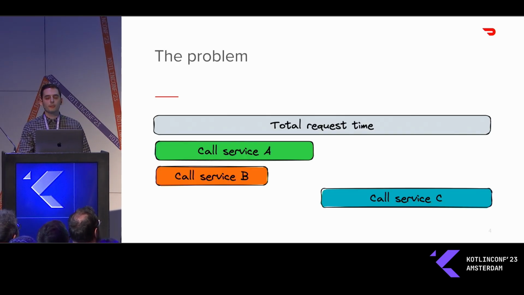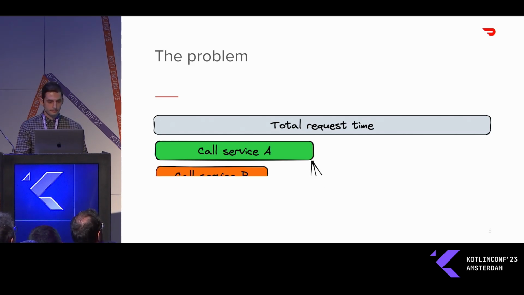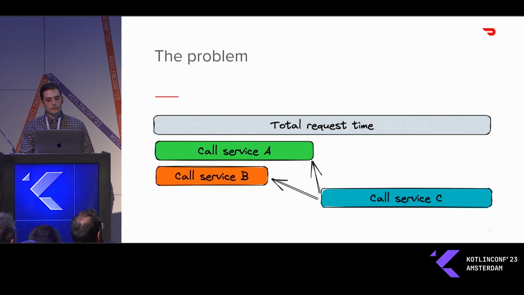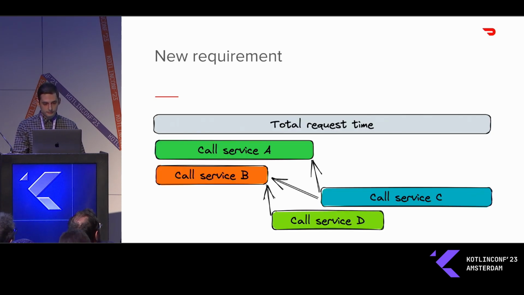So let's take a look at the problem. Let's say that you're implementing an API which calls 3 services. The third service depends on the first 2. So we make the first 2 calls concurrently, and then call the third service. Now we have a new product requirement, and we need to get data from another service. Again, we want to maximize concurrency by calling service D as soon as we have the data that it needs from service B.